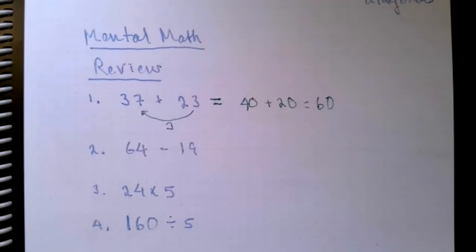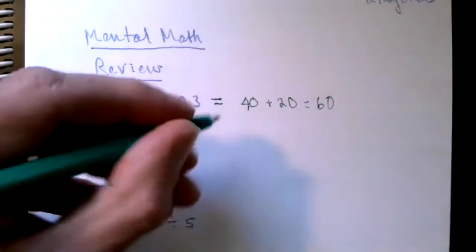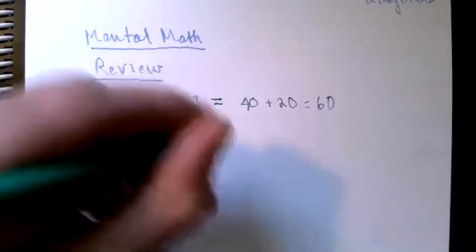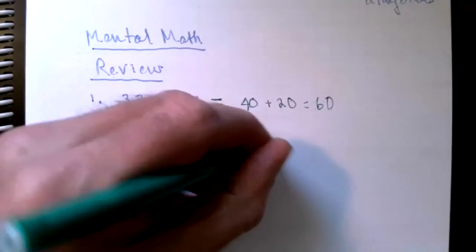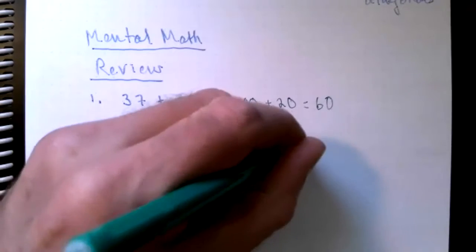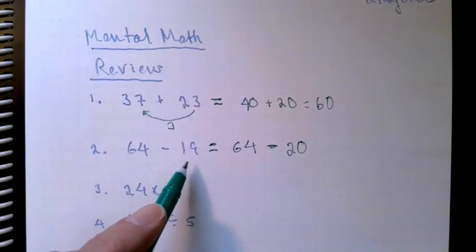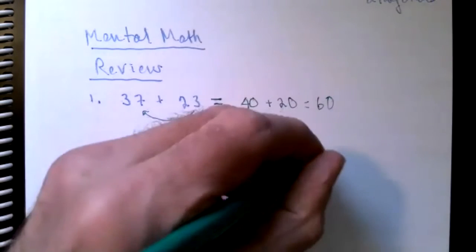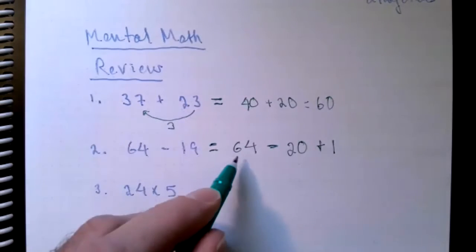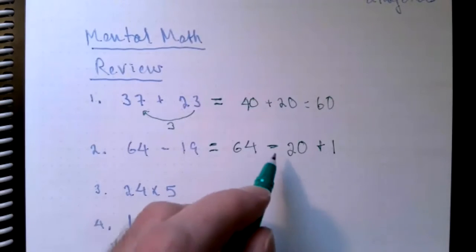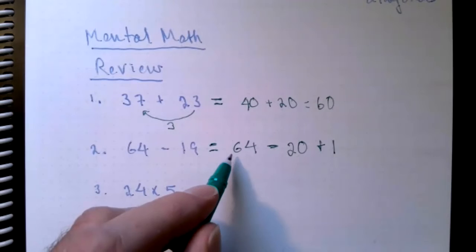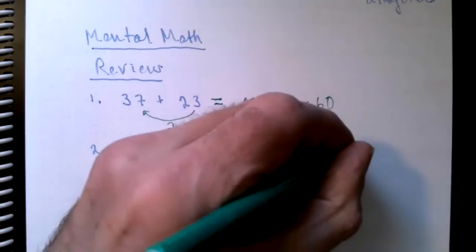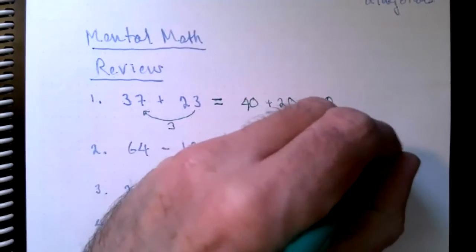Think of it as 64 minus 20 and add the 1 back. Okay, right. So the compensation for subtraction is a little bit different. You need to focus on this part right here. You want to make the thing you're subtracting a multiple of 10. So rather than subtracting 19, subtract 20, which is easy. That's 44. Then throw 1 back to get 45.